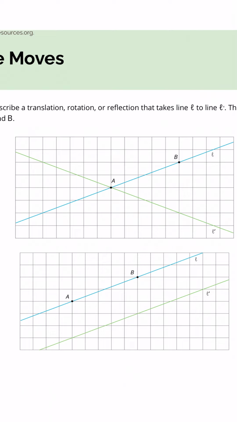Let's start this activity by doing 9.1 in your workbooks. This should take a couple minutes for you to describe a translation, rotation, or reflection that takes line L to line L prime, and then plot and label A prime and B prime, the images of A and B after that transformation happens. You need to do that for both numbers 1 and number 2. Please pause the video and complete the task.